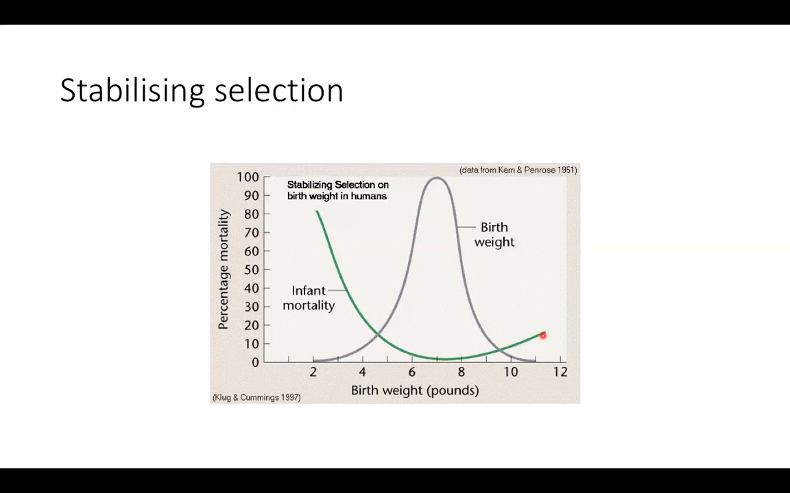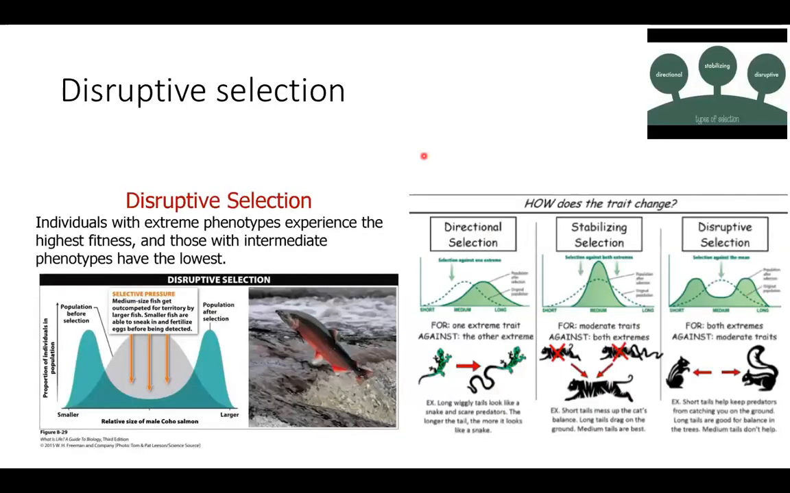So stabilizing selection, classic example, birth weight in humans: the environment is not changing and the selection is for the mean value. Okay, directional selection: environment is changing, selection is for extreme ends. Those are the two main types. The third type is called disruptive selection. It's not part of our curriculum, but it's quite interesting. I think we might have mentioned this before.